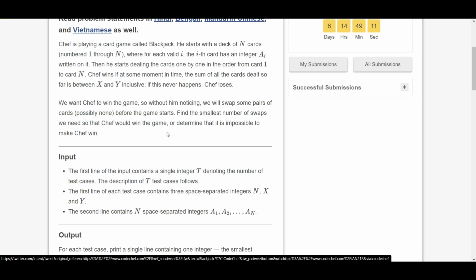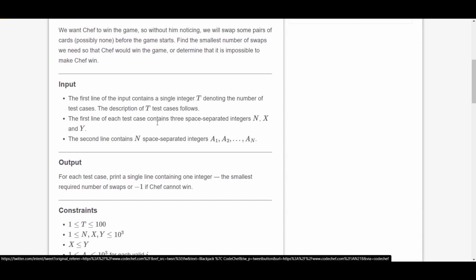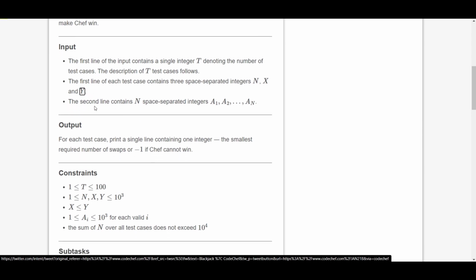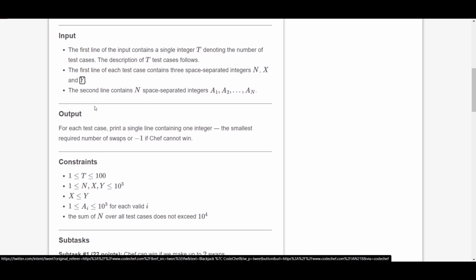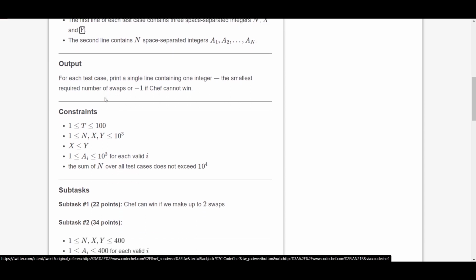In the input, the first line of each test case contains 3 space separated integers n, x and y. Here n is the total number of cards, from card 1 to card n, and x and y are the integers required to check the sum. In the output, for each test case, print a single line: the smallest number of required swaps, or -1 if chef cannot win.